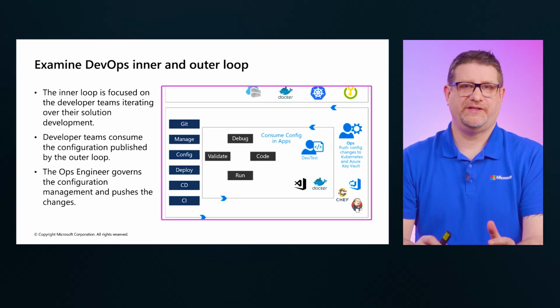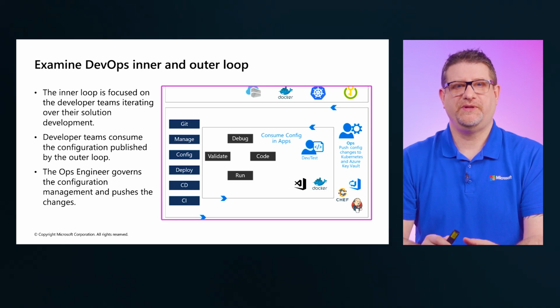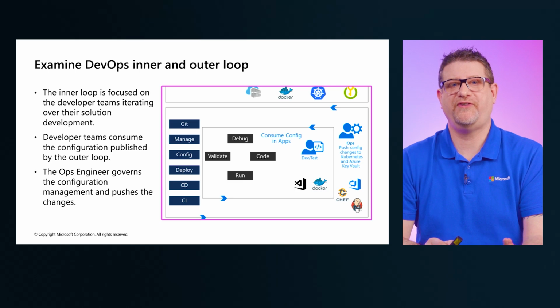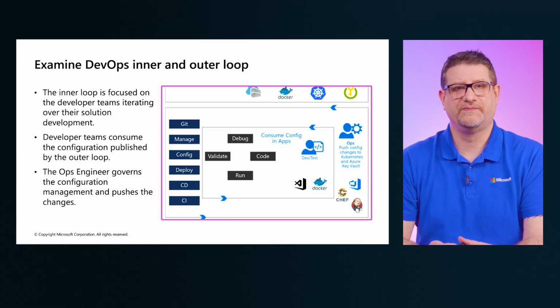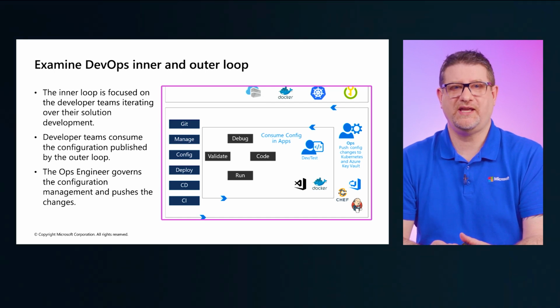The outer loop, on the other hand, is managed by operations engineers who govern configuration management and push changes to the production environments. This loop ensures that the configuration updates are securely handled, often using tools like Azure Key Vault. By separating these responsibilities, organizations streamline development, maintain security, and enable faster, more reliable deployments. This approach empowers teams to innovate rapidly while keeping production systems stable and secure.